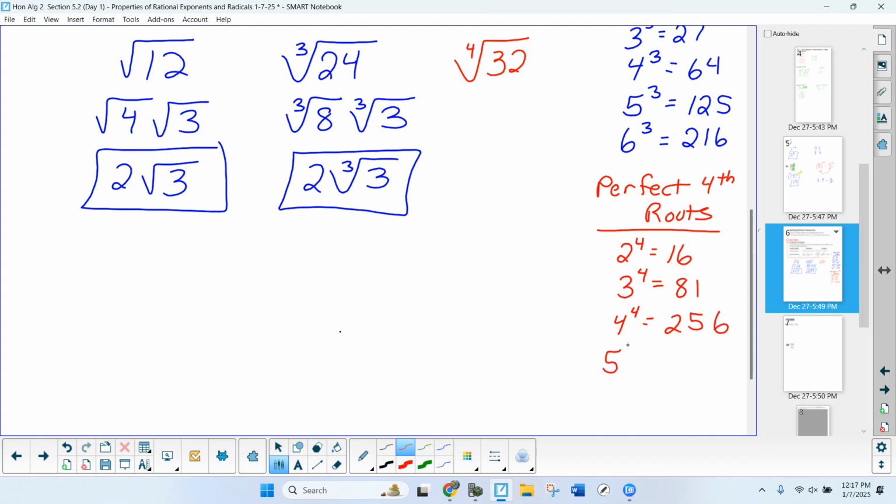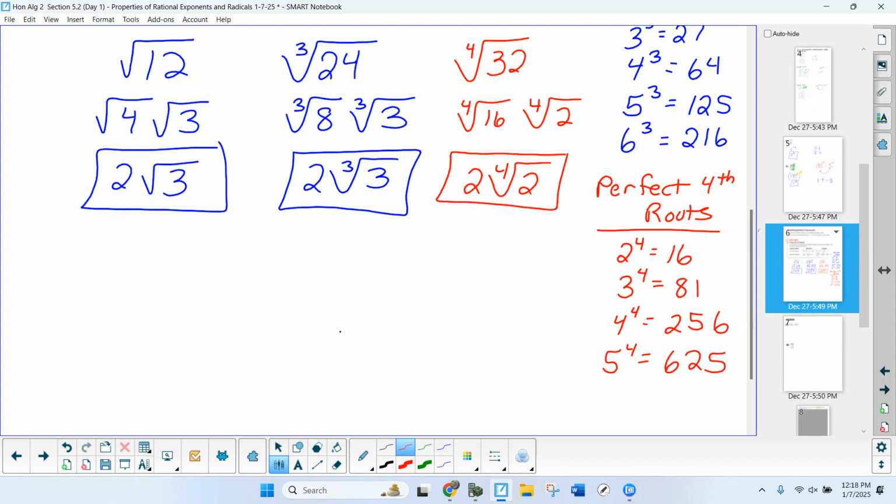256. And how about 5 to the fourth? What's 25 times 25? 625. All right. So now as I go back and look at the fourth root of 32, do I have any perfect fourth roots that go evenly into 32? 16 and 2? What's the fourth root of 16? 2. So this would be 2, fourth root of 2.